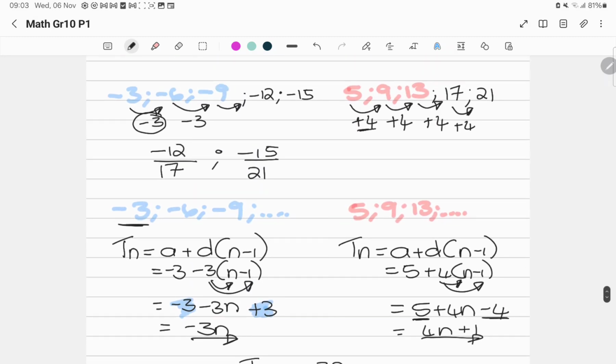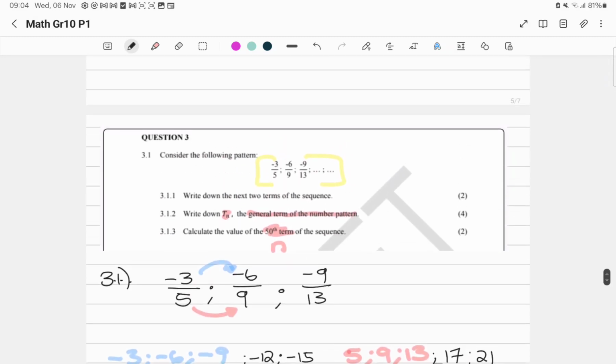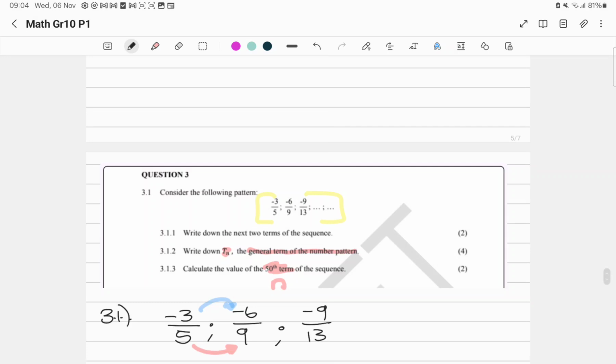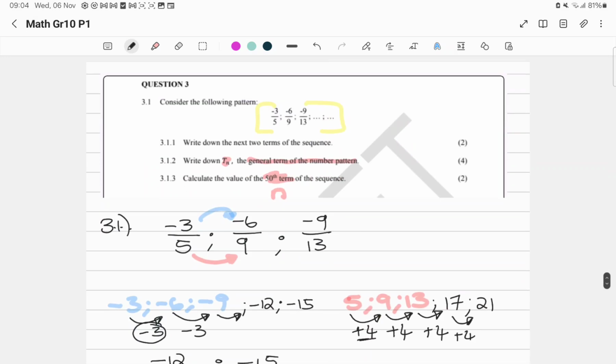Okay, so this is quite an important one. Just know how to do it if you have fractions as well, because if I give you a fraction, just remember you work with your top part separately and you work with your bottom part separately, and then you get your answers and then you put them on top of each other again.